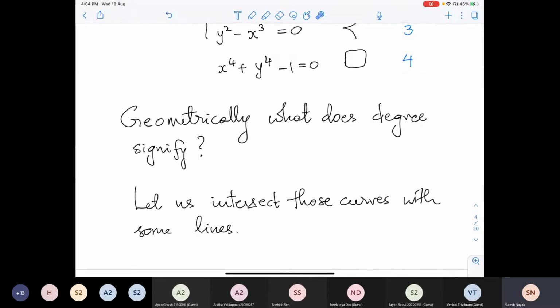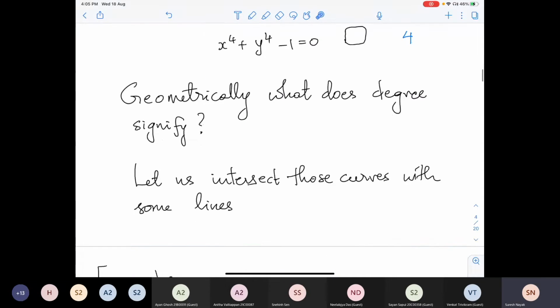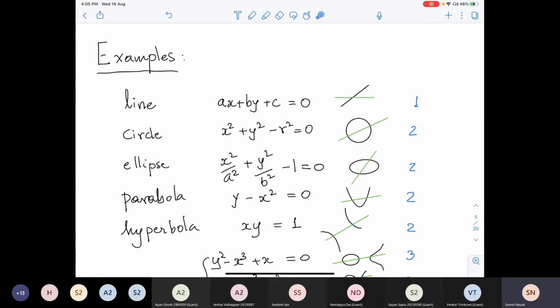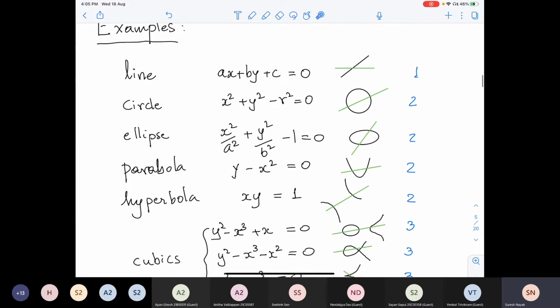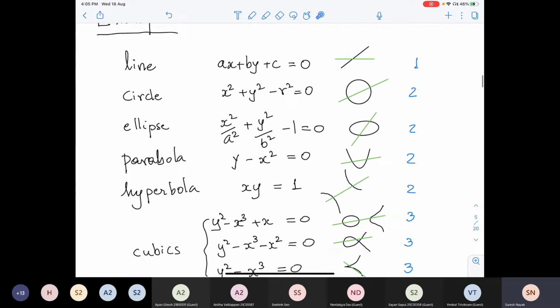And that is basically one should try to intersect these curves with lines. And when you intersect these curves with lines, you'll see what's happening. So let's go to the next slide. And I have intersected each of these curves with suitable lines. So the same examples. Here I have this line. I cut it with another line. I get exactly 1 point.